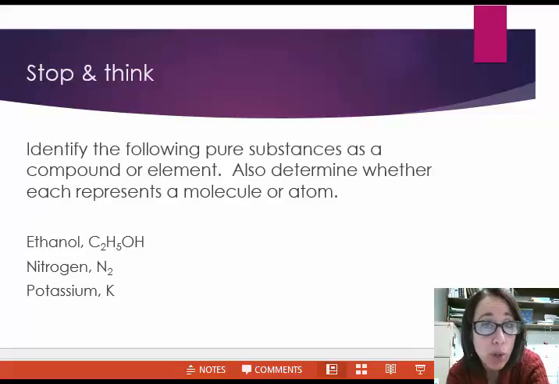It's going to be important for you to be able to distinguish between compounds and elements. So I want you to stop the video and take a look at the information on the slide and determine whether each pure substance represents a compound or an element. Also determine whether each represents a molecule or an atom. Once you're done, restart the video. All right, so let's see what you got.